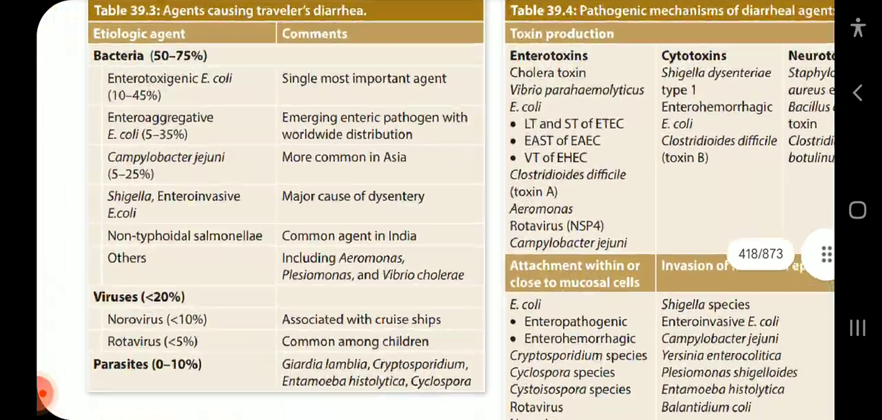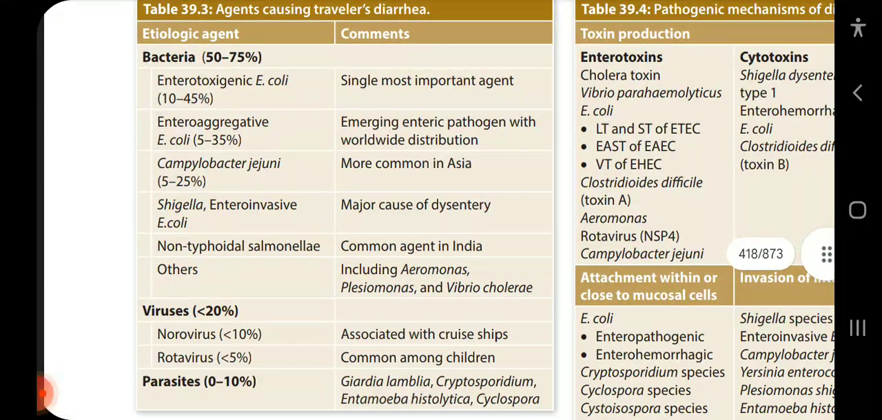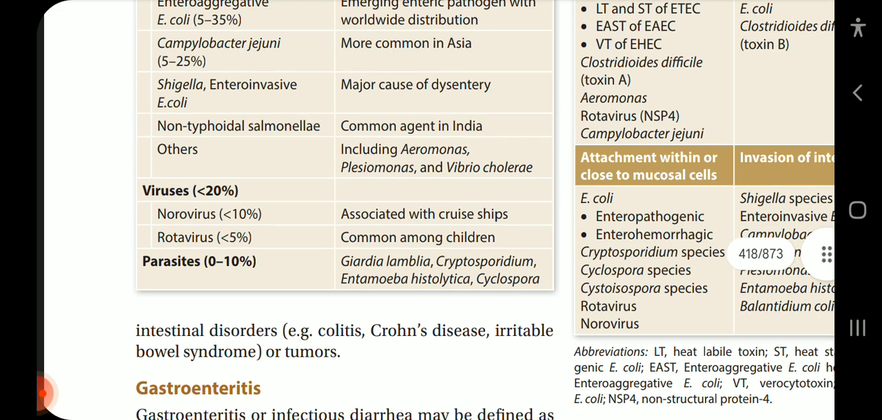Now let's see the agents causing travelers' diarrhea. Etiologic agents: bacteria 50 to 75%. Enterotoxigenic E. coli 10 to 45%, the single most important agent. Enteroaggregative E. coli 5 to 35%, an emerging enteric pathogen with worldwide distribution. Campylobacter jejuni, more common in Asia. Shigella, non-invasive and enteroinvasive E. coli, major cause of dysentery. Non-typhoidal Salmonella, common agent in India. Others including Aeromonas, Plesiomonas, and Vibrio cholerae. Viruses less than 20%: norovirus less than 10%, associated with cruise ships; rotavirus less than 5%, common among children. Parasites 0 to 10%: Giardia lamblia, Cryptosporidium, Entamoeba histolytica, Cyclospora.